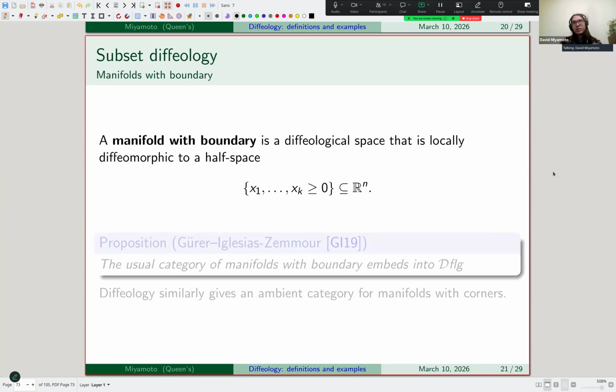And so I think if orbifolds are the more familiar object for quotients, manifolds with boundary are the more familiar object for subsets. A manifold with boundary is a diffeological space that is locally diffeomorphic to the half spaces x1 to xk bigger than 0 inside R^n. Maybe I should put n minus 1, if I like.